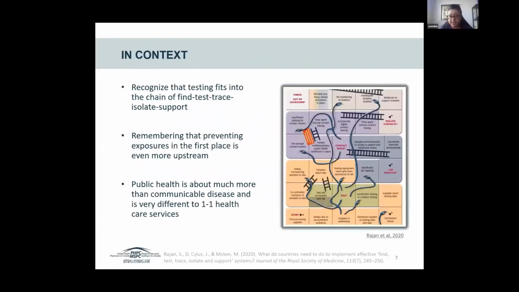There are a few things that run as a layer of everything we're talking about today. We've talked a bit about how public health is about much more than communicable disease. It's very different to one-on-one healthcare services. And preventing the exposures in the first place is an even more upstream way of containing this pandemic. With testing, it's really important to keep in mind that it fits into this chain around find, test, trace, isolate, support that you might hear talked about, because if we don't have the systems in place to respond to our positive results, we aren't going to be as successful in what we're trying to accomplish.